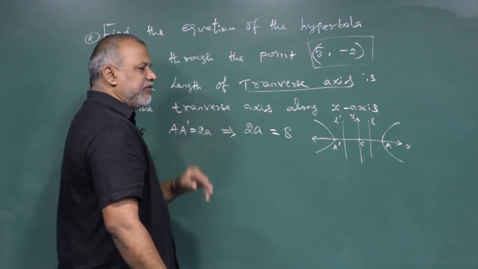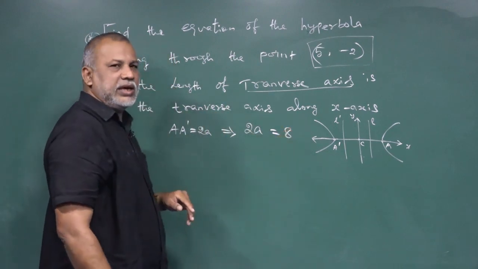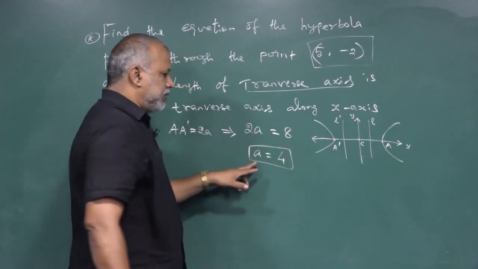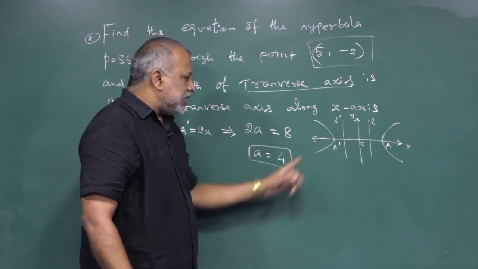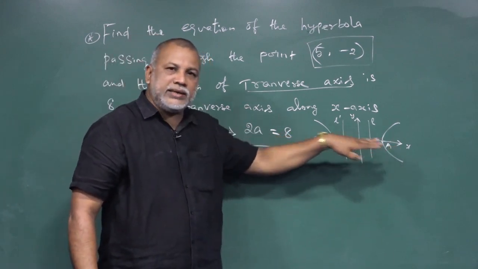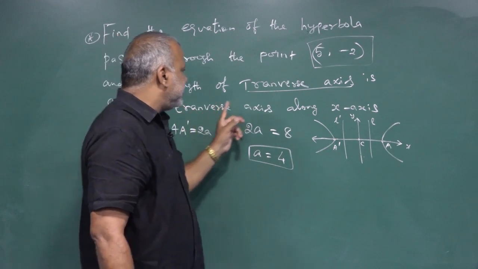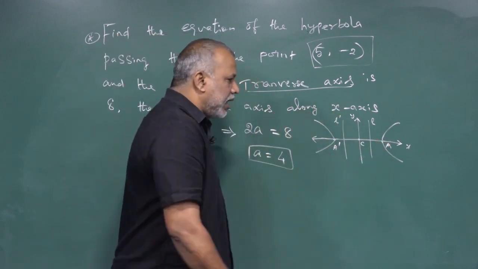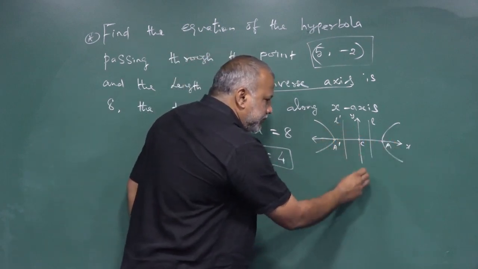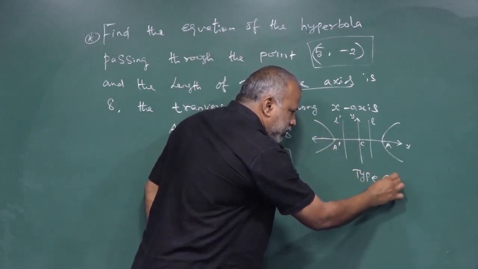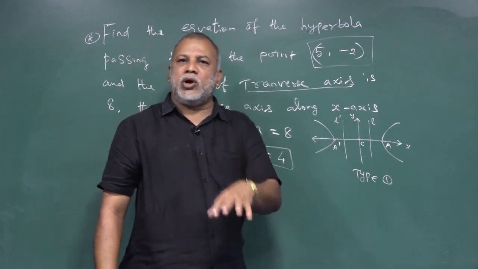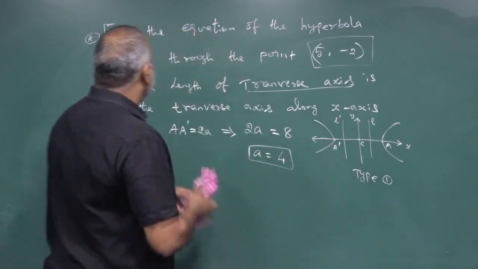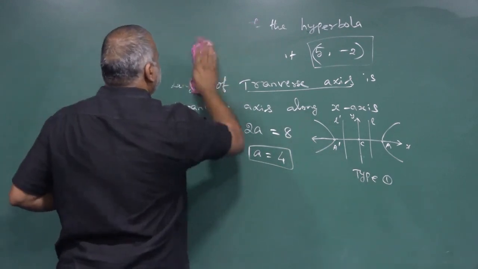So this 2a is given. This is 2a equal to 8. From this we are able to work out a equal to 4. See, this transverse axis along x-axis. That is another information. This is transverse axis. It's along x-axis. Now it is type number 1. So from this we are able to say the required hyperbola is based on type number 1. So we need the equation. Now listen, we need the equation.